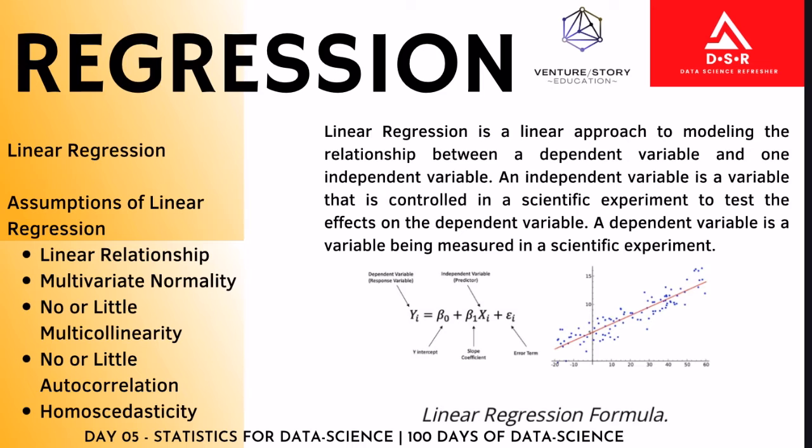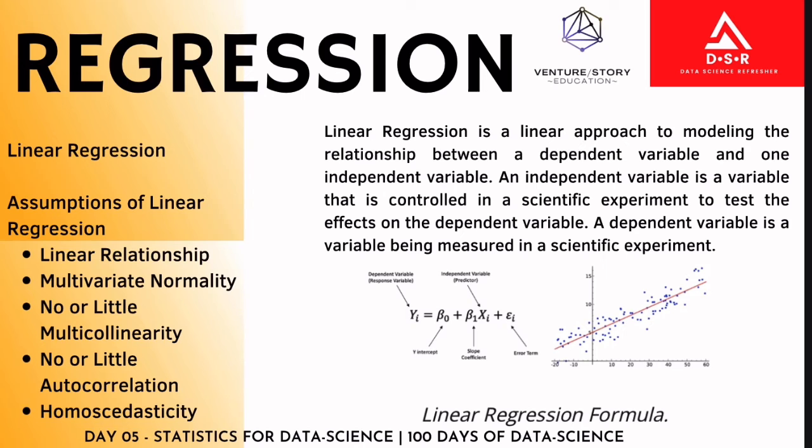Coming to regression. In linear regression, first we have the assumptions of linear regression: that it is a linear relationship, it is multivariate normality, there is no or little multicollinearity, and there is no or little autocorrelation. Linear regression is a linear approach to modeling the relationship between a dependent variable and one independent variable. An independent variable is a variable that is controlled in a specific experiment to test the effects on the dependent variable. A dependent variable is a variable being measured in a scientific experiment.